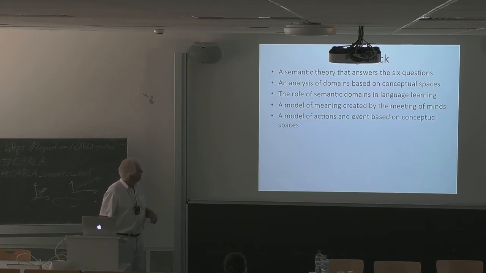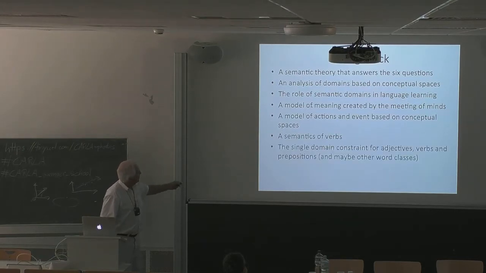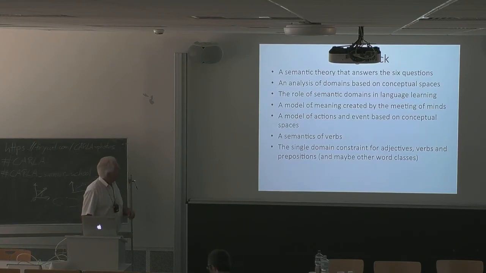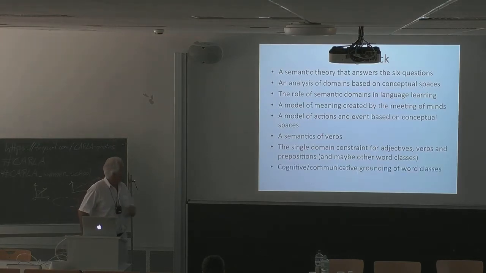And then I gave you the model of actions and events based on conceptual space semantics of verbs. But I had this general idea, the single domain constraint for adjectives, verbs, prepositions, and actually demonstratives as well, maybe adverbs, maybe other word classes. I haven't gone through all of them. But this is a constraint that I claim will help children in learning words quickly. That was the cognitive communicative grounding of word classes.